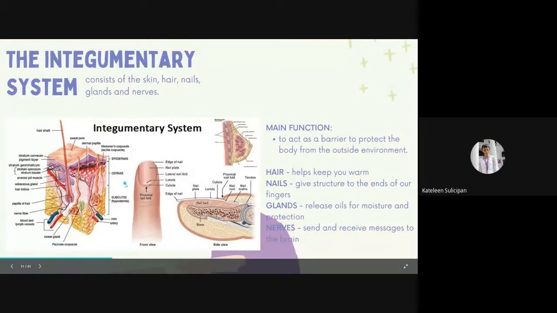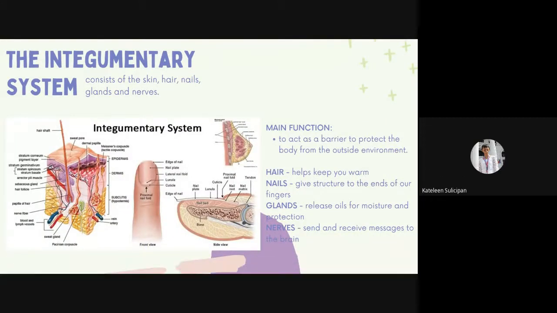Next. So, the integumentary system consists of the skin, hair, nails, glands, and nerves. So, makikita sa picture, may skin dyan, and yung nails natin, which yung finger, and yung mga glands and nerves inside our skin and nails. So, yung main function ng integumentary system is to act as a barrier to protect the body from the outside environment. So, ayun, pinoprotect yung body natin from outside environment.